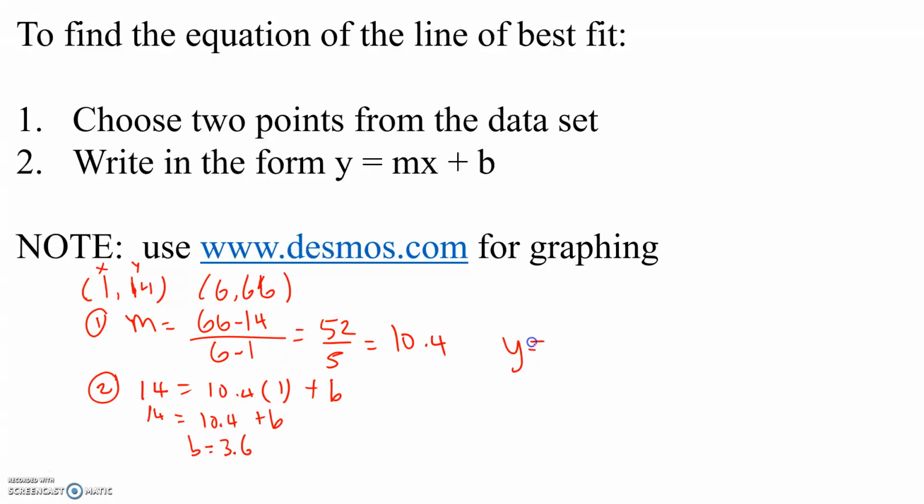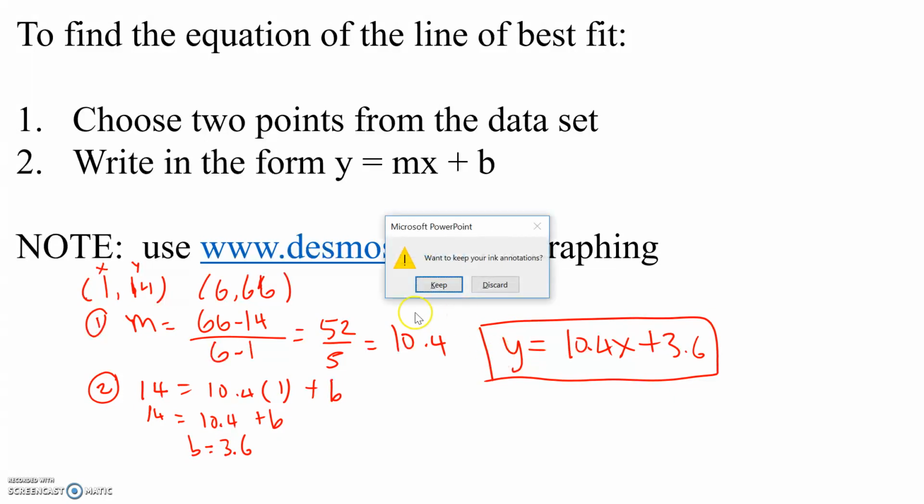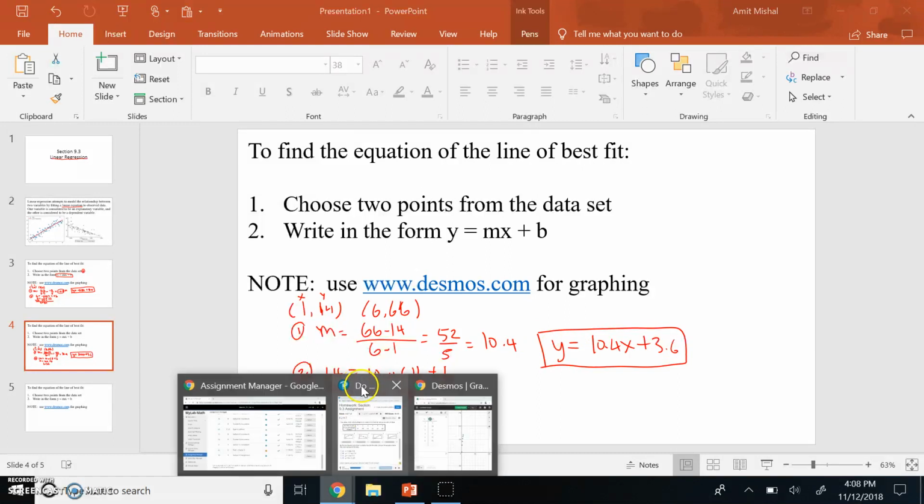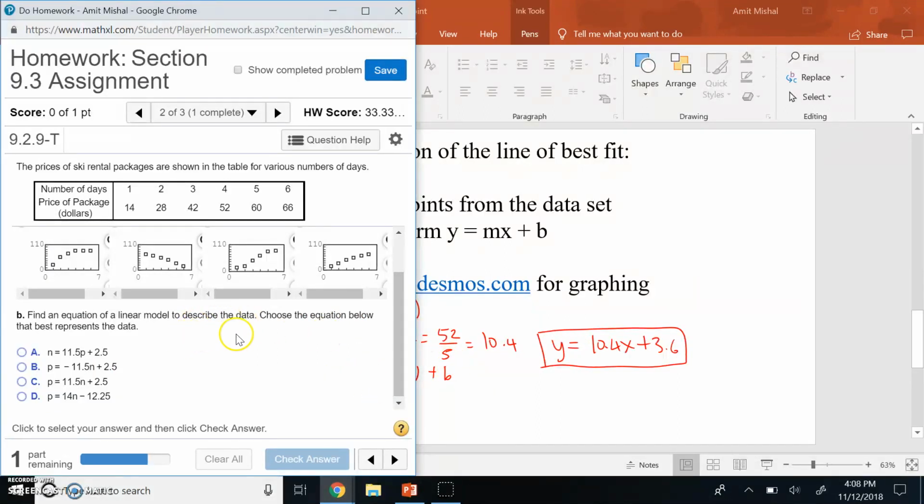So my equation is going to be, my m is 10.4, so it'll be 10.4x, my b is 3.6, it'll be plus 3.6. Now, because we're doing this by hand, this will not be exact, but we need to find the closest to this. So let's go back to our homework and figure out which of these is going to come closest to 10.4x plus 3.6. So it's not going to be B for sure. It's not going to be D for sure, because B has a negative slope. D slope is too big. So it's going to be either A or C.